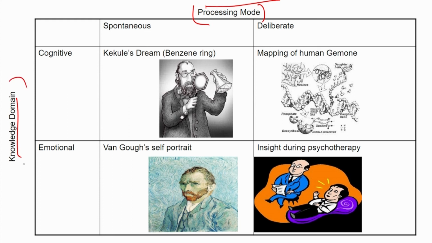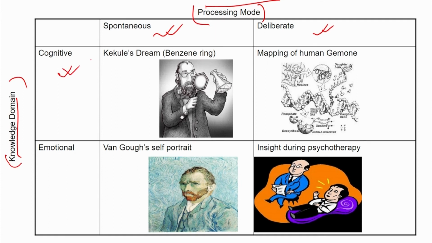So, within the processing mode you have the spontaneous processing mode, where it's believed that creative solution happens all of a sudden, or it's a deliberate solution mode in which you believe that creative solutions occur from deliberately thinking about it or making efforts and coming up with it. In terms of the knowledge domain, what kind of creative solution are we coming up with?